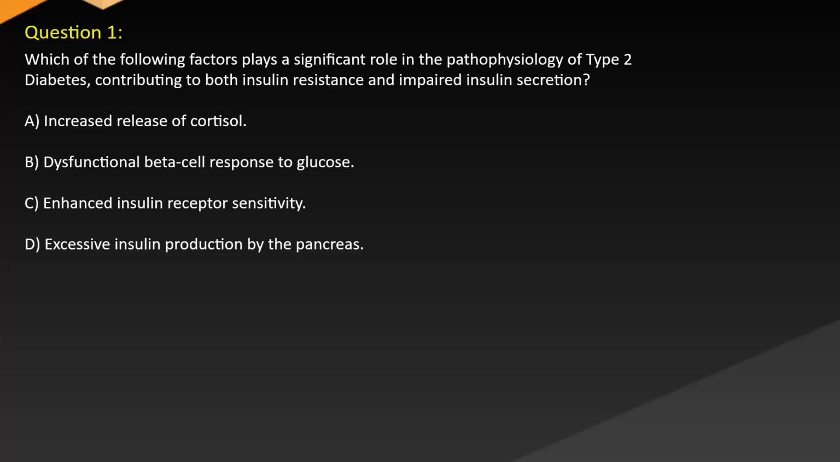Question 1. Which of the following factors plays a significant role in the pathophysiology of type 2 diabetes, contributing to both insulin resistance and impaired insulin secretion? A. Increased release of cortisol. B. Dysfunctional beta cell response to glucose. C. Enhanced insulin receptor sensitivity. D. Excessive insulin production by the pancreas.